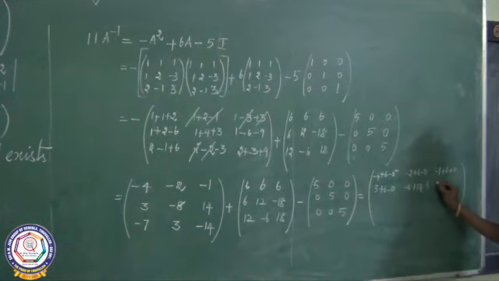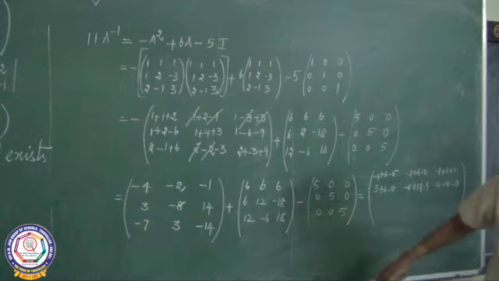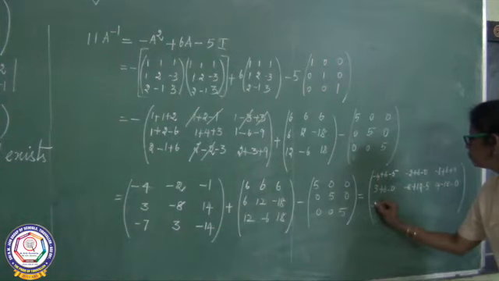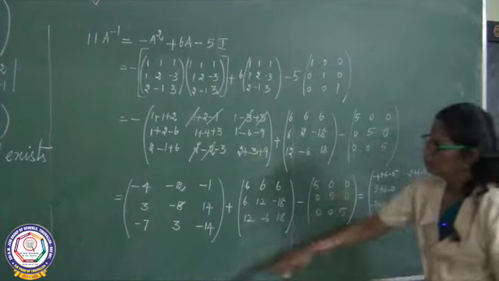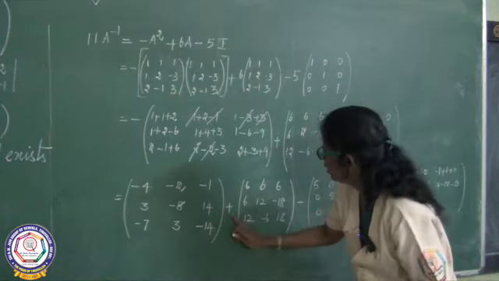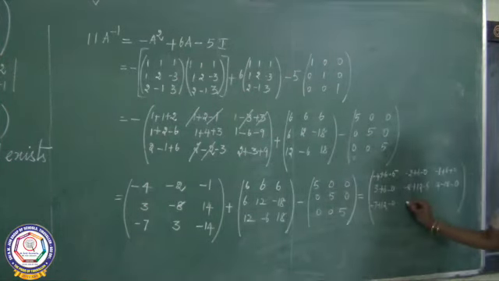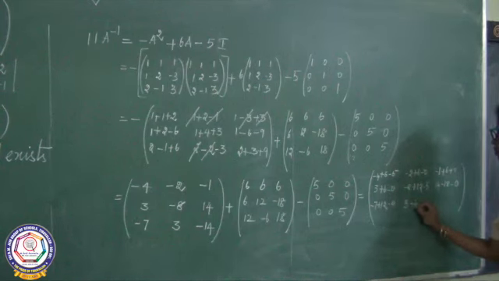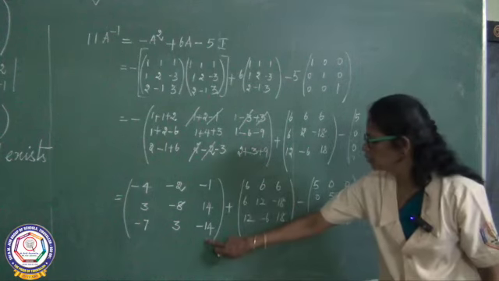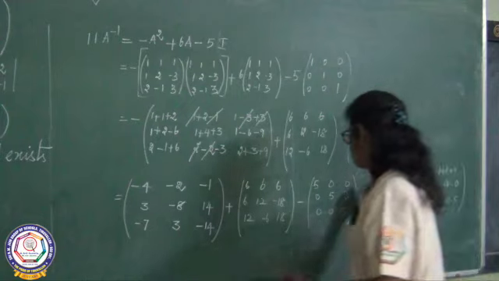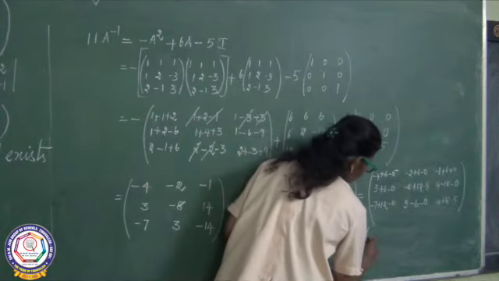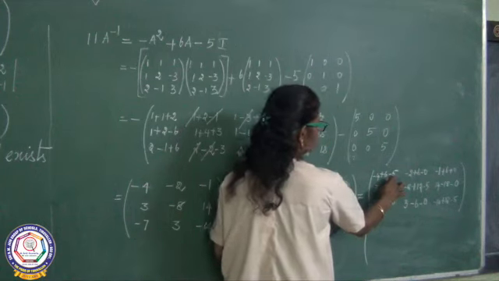Corresponding entry, 14 minus 18 minus 0. Next, minus 7 plus 12 minus 0. Next, 3 minus 6 minus 0. Minus 14 plus 18 minus 5. Now you simplify that, which is equal to minus 6 minus 5, minus 9 plus 6.